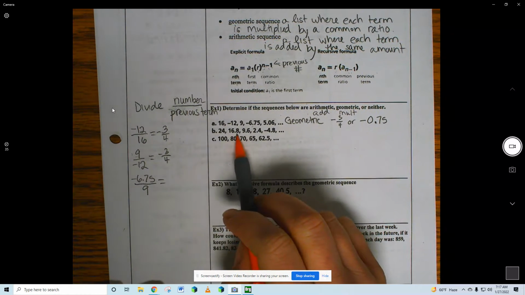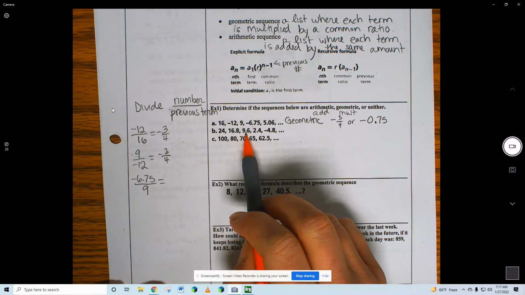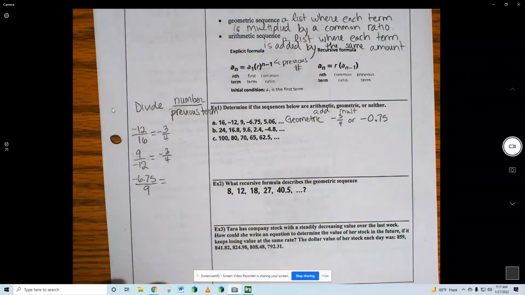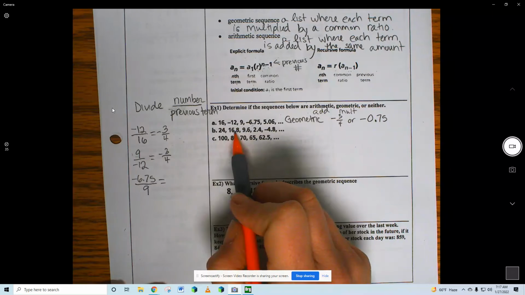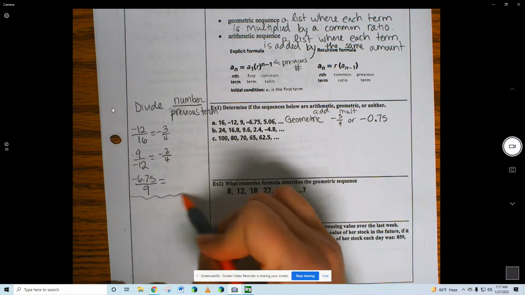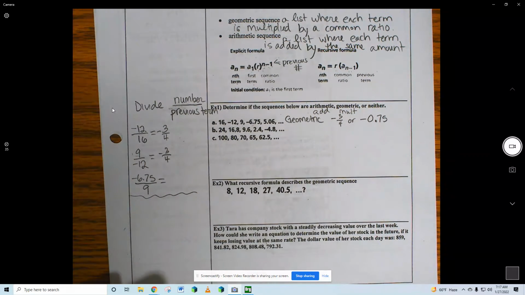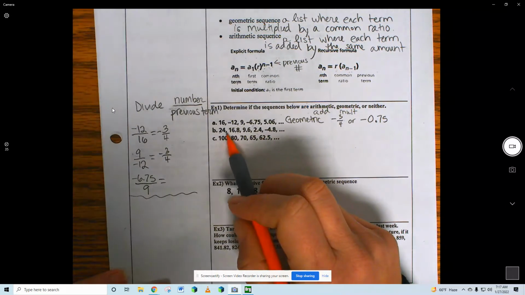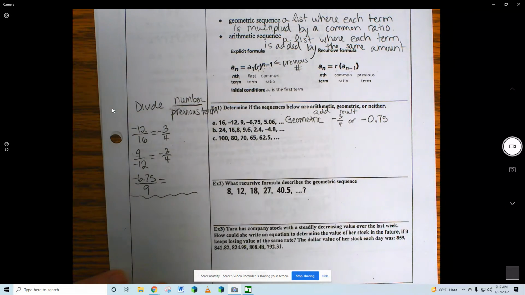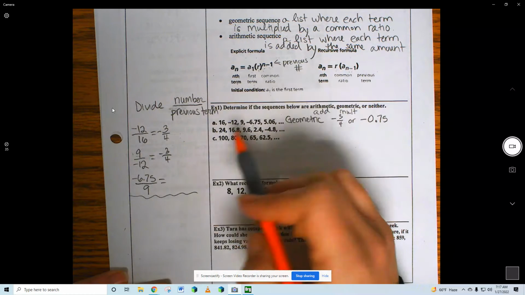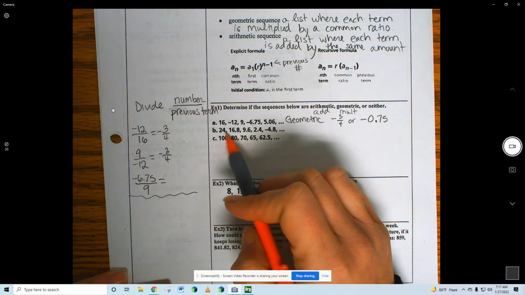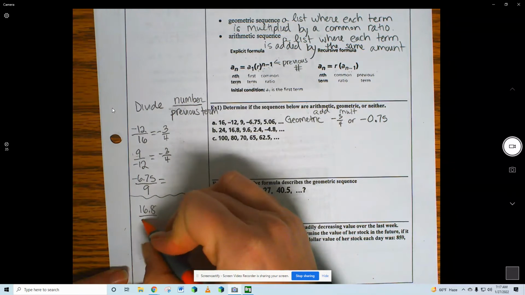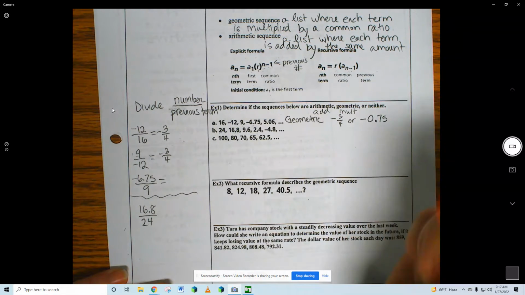Next: 24, 16.8, 9.6. What's this? First of all, we could try dividing or we could subtract or add. So we kind of have to see what it is. 24, it's going downward, right? It's decaying, it's decreasing. 24 minus 16.8 or 24 divided by something. So it's like 16.8 divided by 24. That's kind of tricky, these decimals.